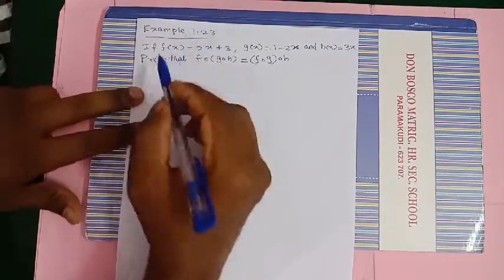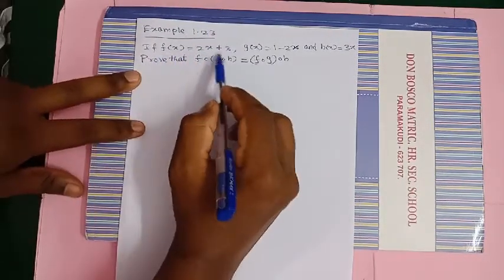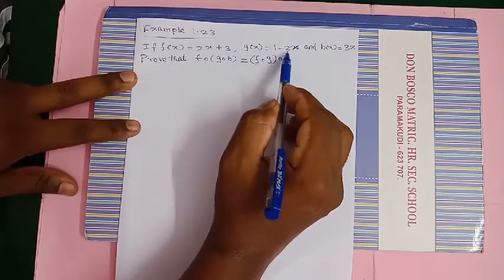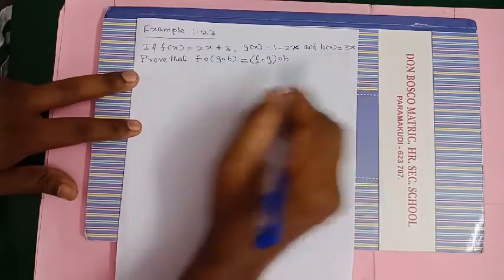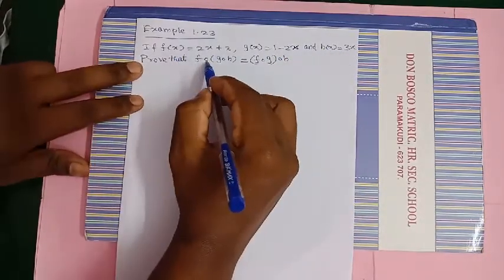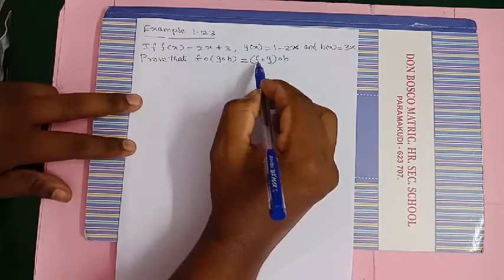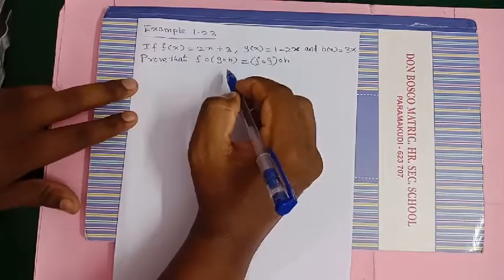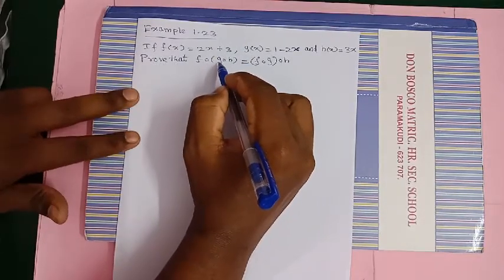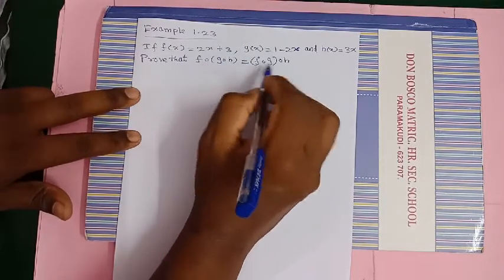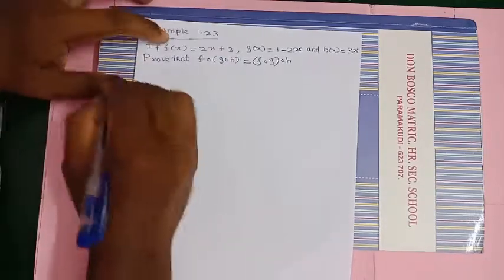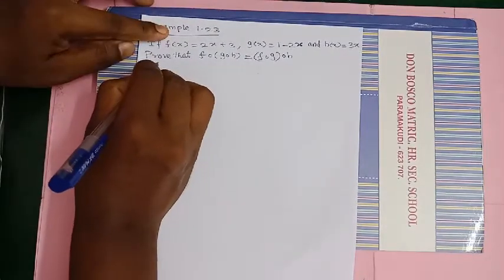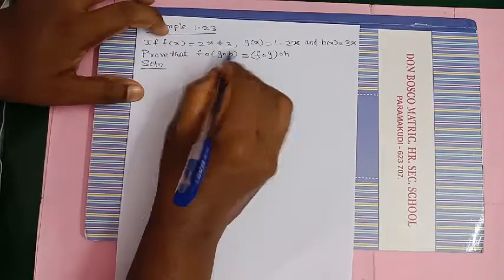Example 1.23. If f of x equal to 2x plus 3, g of x equal to 1 minus 2x, and h of x equal to 3x, prove that f composition g composition h equal to f composition g composition h. Just now we have studied composition of functions is associative. Prove that means left hand side should be equal to right hand side. Let us start the solution. We are going to prove left hand side equal to right hand side.